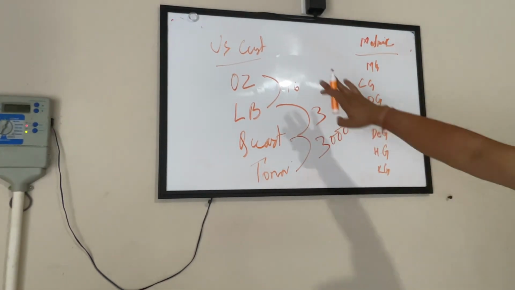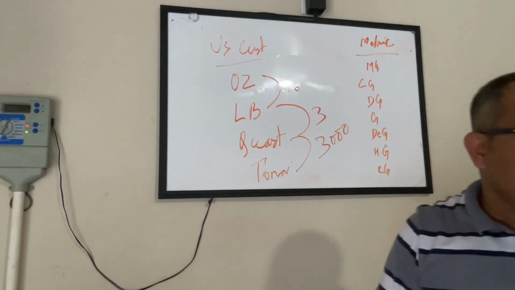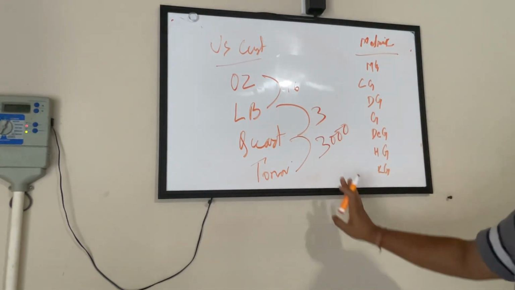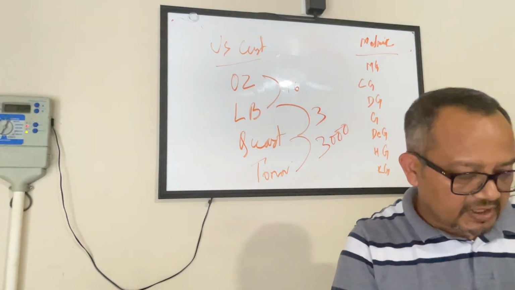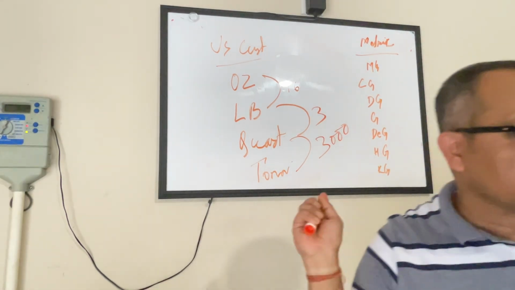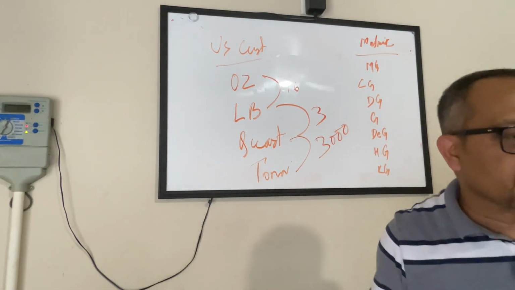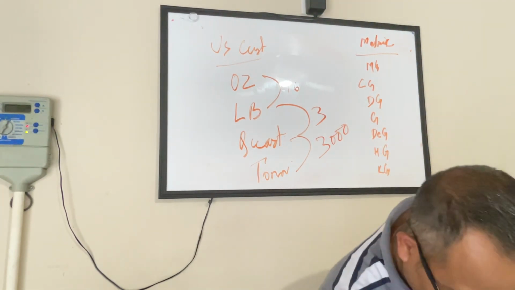So 16 ounces make 1 pound, 3 pounds make 1 quart, and 3000 quarts make 1 ton. I was just confused between 2000 and 3000, that's why I wanted to confirm. But since you guys have not noted it down, I have to check and find it out.